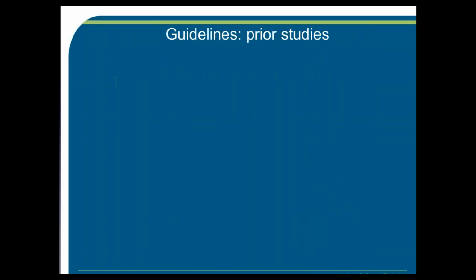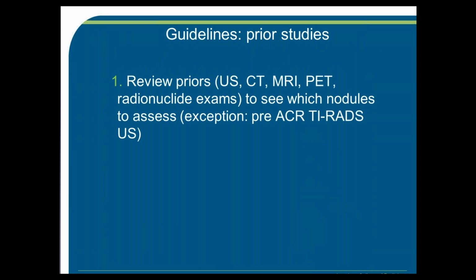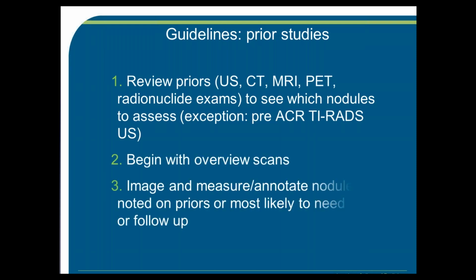My guidelines for prior studies are slightly different. It's important to review priors, whether it's ultrasound, CT, MR, PET, or radionuclide studies, to see which nodules to assess. The exception is pre-ACR TI-RADS ultrasound. In other words, if you used to be in a practice, or you are in a practice that used to measure every nodule, there's no need to continue doing that in the ACR TI-RADS level. Again, begin with overview scans and measure and annotate and image the nodules that were noted on priors and are most likely to need FNA or follow-up.